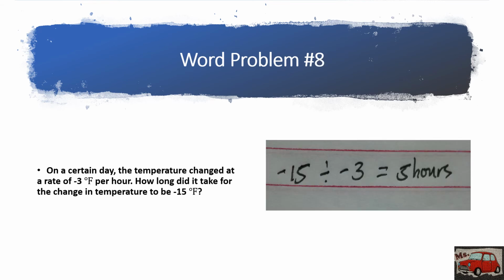On a certain day, the temperature changed at a rate of negative 3 degrees Fahrenheit per hour. How long did it take for the change in temperature to be negative 15 degrees Fahrenheit?